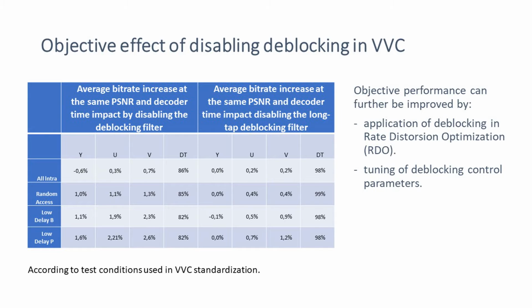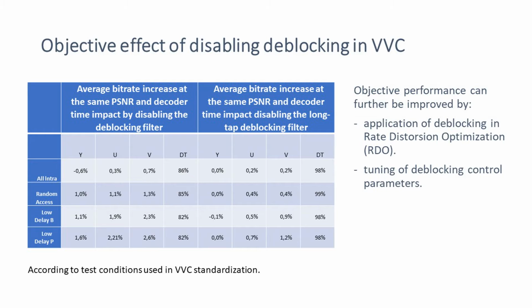Here you can see the objective performance of the deblocking in VVC for different test conditions, such as intra coding, random access coding, and low delay coding. The left side shows the average bitrate increase at same PSNR and decoder time impact by disabling the deblocking filter. Y corresponds to luma, U and V correspond to the chroma components. A positive number means increase of bitrate, and a negative number means decrease of bitrate. Decoding time percentage lower than 100% means reduced decoding time.